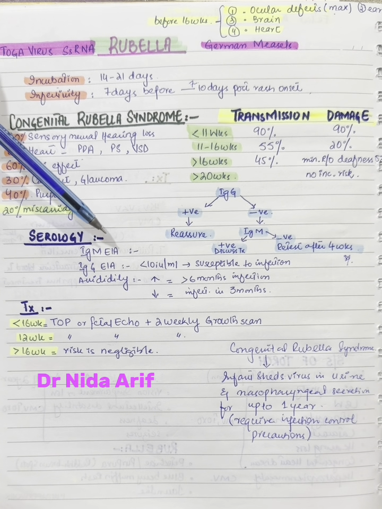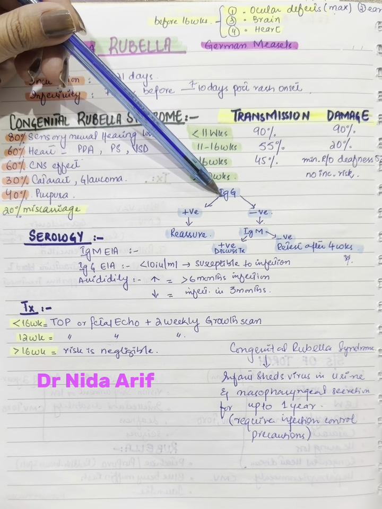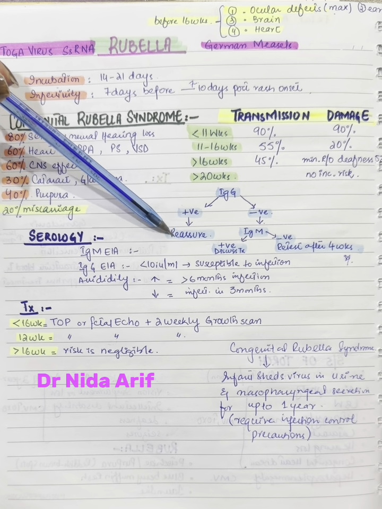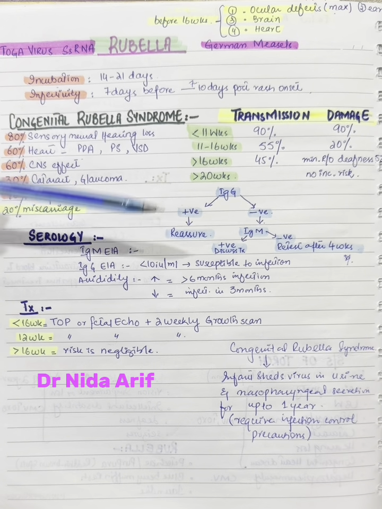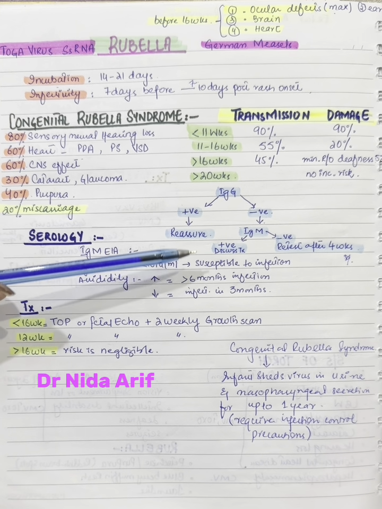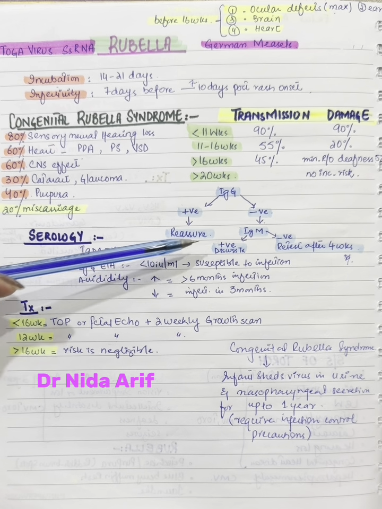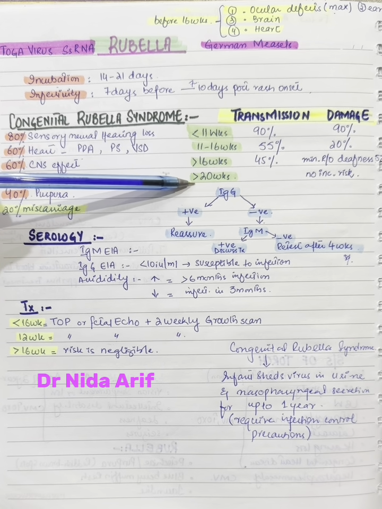When we are going to run the serology test, if the IgG is positive, we are going to reassure the patient that she is safe. But if it is negative, we are going to do IgM test. If it is positive, we will discuss the treatment plan with the patient and we will do the counseling. And also we will see where is the patient in her pregnancy journey.